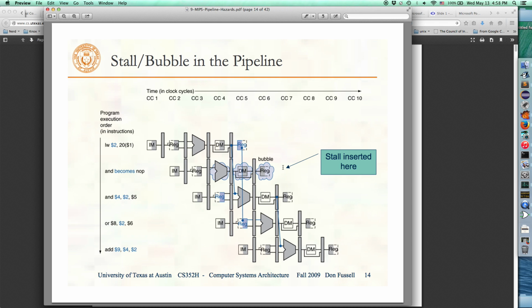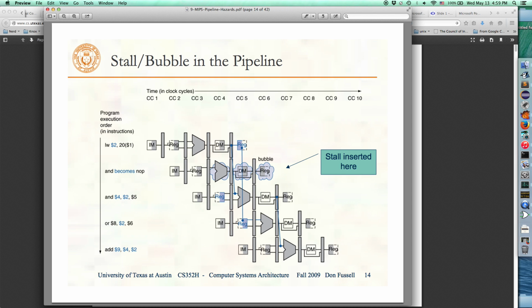This is called stalling. Sometimes it's called bubbling. You create a bubble. We call it a bubble because at the moment when you detect, darn it, I'm trying to use one of the inputs to the ALU that I'm still in the process of loading from memory, we basically set all the control lines that we have access to 0, which effectively makes the rest of this a no-op. So we've detected that there's a problem, we've stalled the pipeline by making the rest of the instruction a no-op.